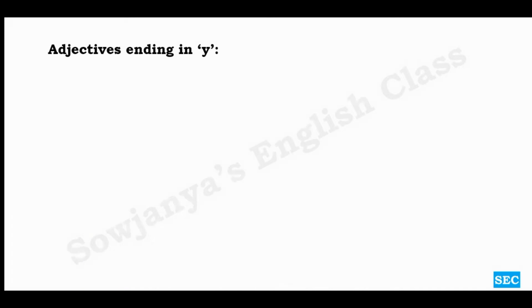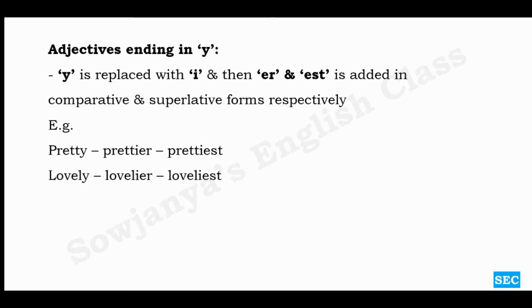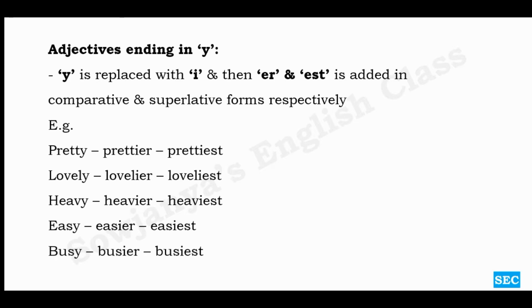Adjectives ending in Y, what happens to them? Y is replaced with I, and then ER and EST are added in comparative and superlative forms respectively. How? Look at the examples. Pretty, prettier, prettiest. Lovely, lovelier, loveliest. Heavy, heavier, heaviest. Easy, easier, easiest. Busy, busier, busiest. Funny, funnier, funniest.